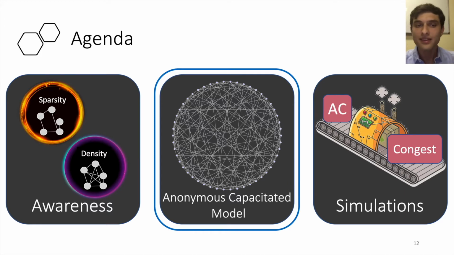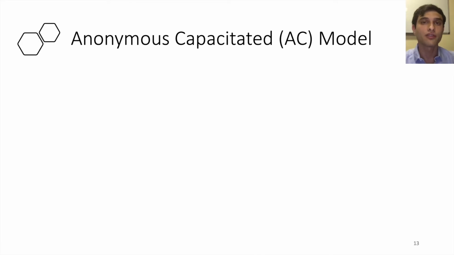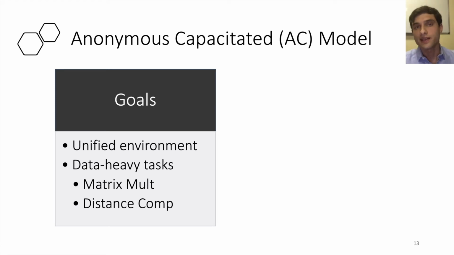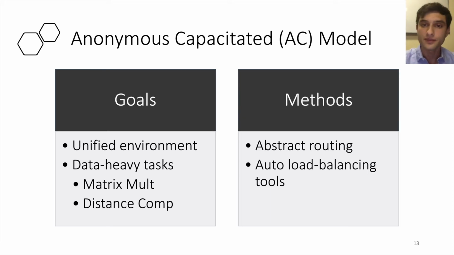Okay, having this observation, we don't want to repeat the same process every single time for every single problem in every single model. And so we introduced the anonymous capacitated model, which is supposed to aggregate all of these computations. The goal of the anonymous capacitated model is to provide a unified environment for solving data-heavy tasks in distributed settings, for example, matrix multiplication and distance computations. We would want to solve these problems only once in this setting, and then have them automatically translated to many distributed settings at once.